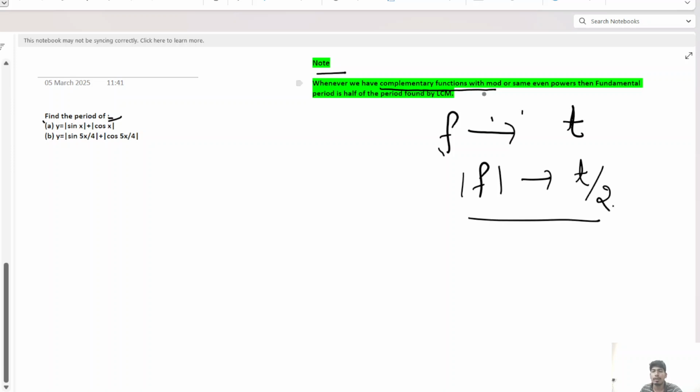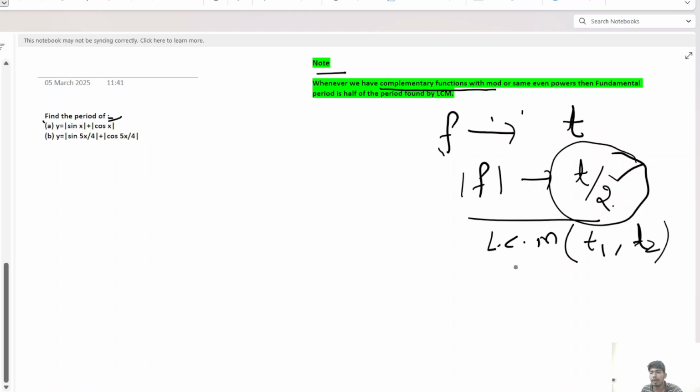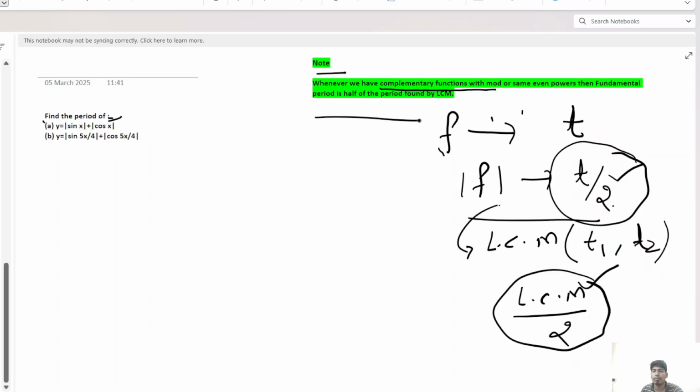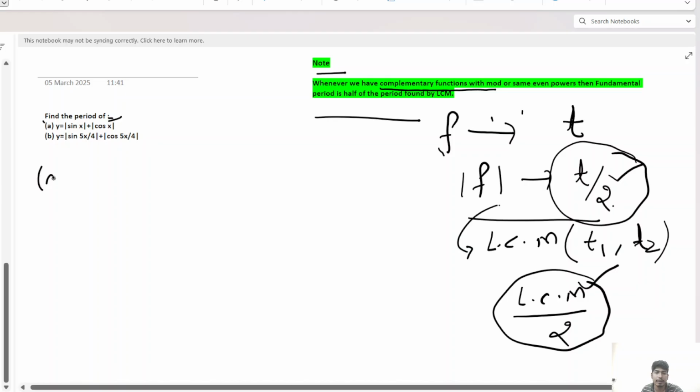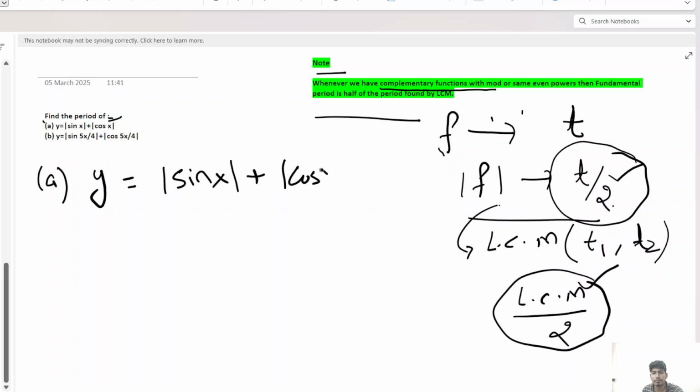Do you understand? When we take the sum of functions, then the period is the LCM of the periods of this and this. And if mod is given, then the fundamental period is half of the LCM. This is our note. We will apply this note to our first and second examples. What is our first function? Mod of sin x plus mod of cos x.